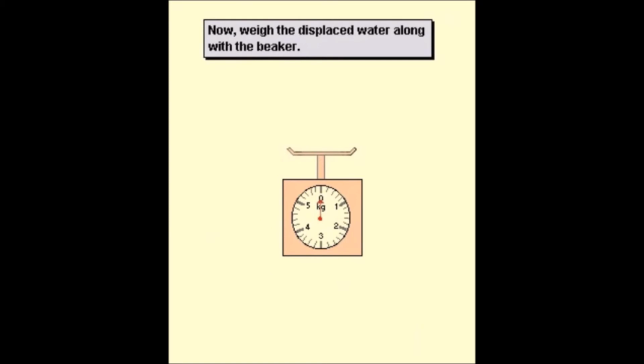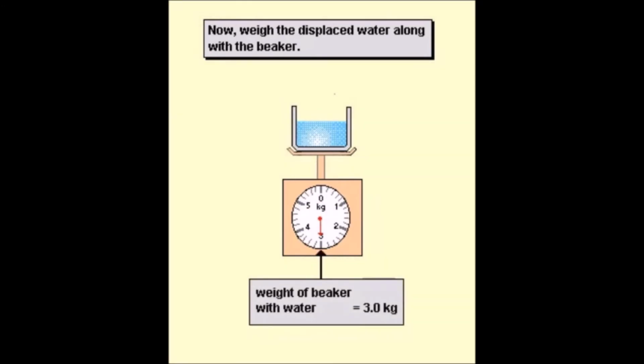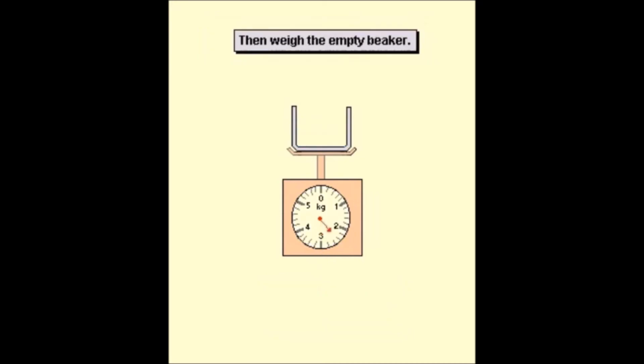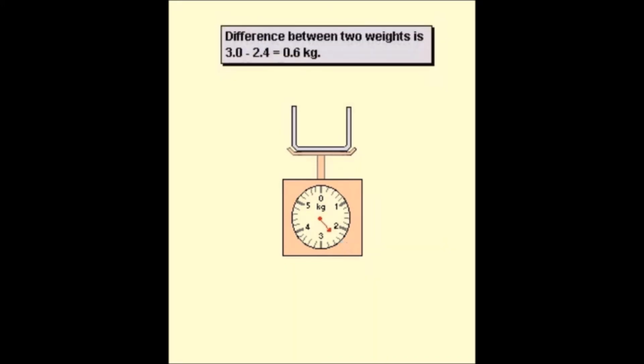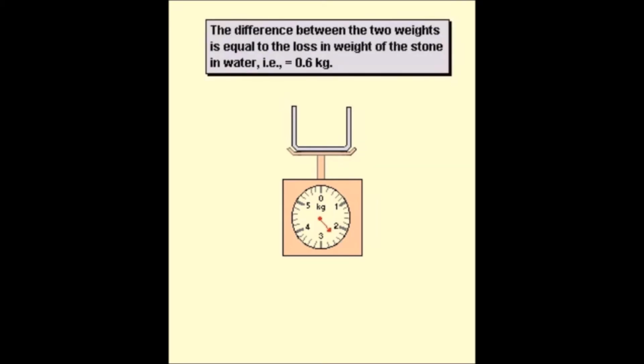Now weigh the displaced water along with the beaker. Then weigh the empty beaker. The difference between the two weights is equal to the loss in weight of stone in the water.